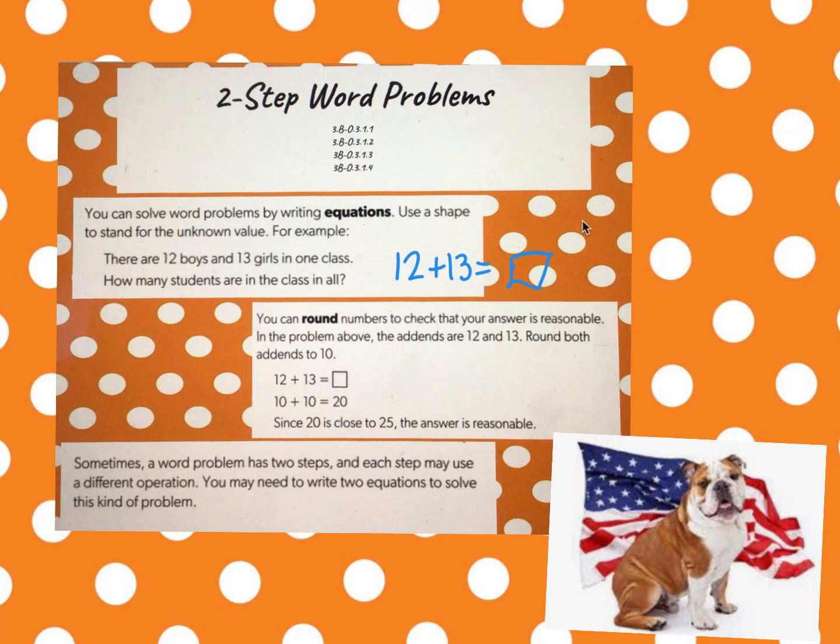And we talked about how we can check our answers by rounding, which gives us a reasonable answer, or my favorite, the inverse operation. So if we're adding, then we'll check it by subtracting, or vice versa. And we can do that for multiplication and division too.